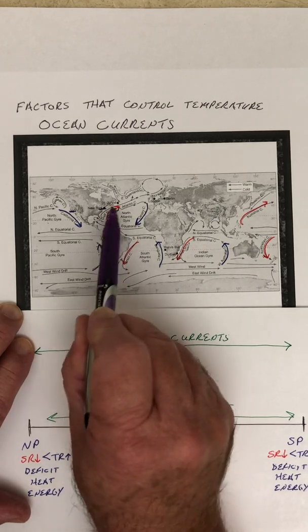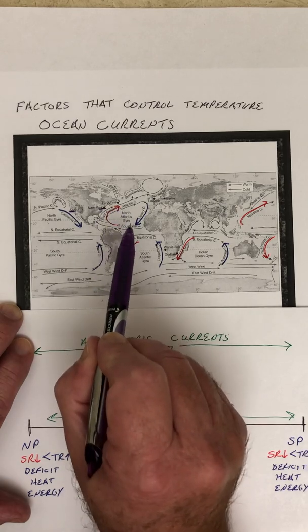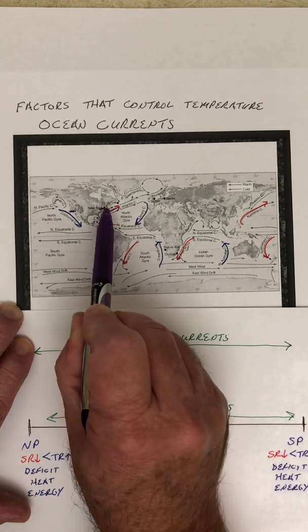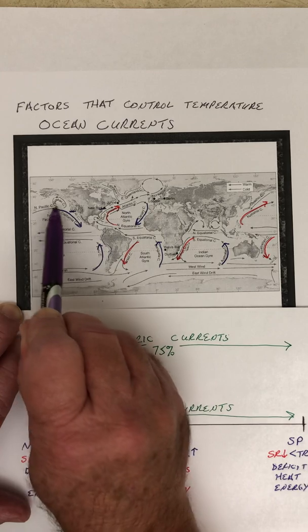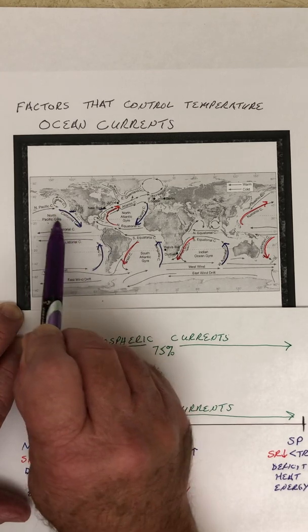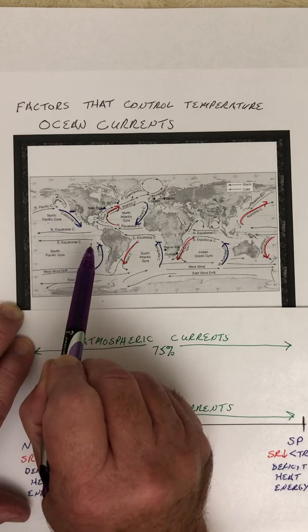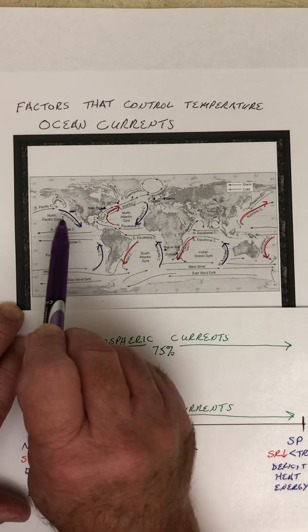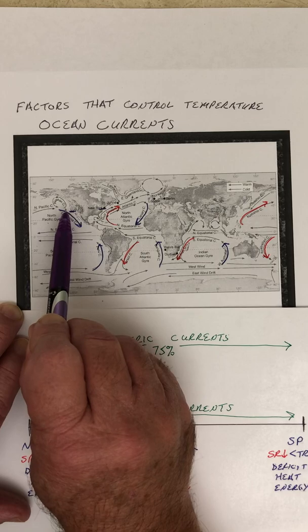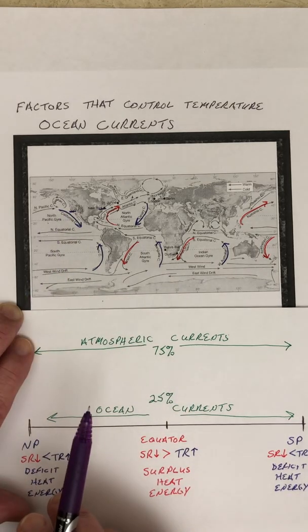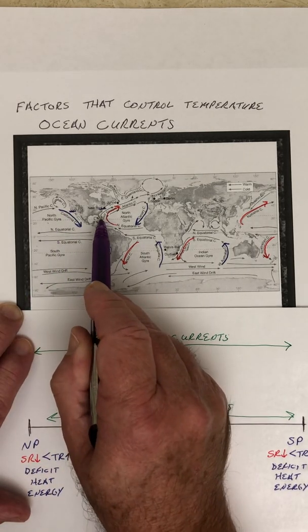So on the east coast, the currents are bringing in much warmer water. On the west coast of continents, it's much colder current coming from the poles back towards the equator. And as a result, locations on the west coast of continents tend to be cooler than the temperatures at similar latitudes on the east coast of continents.